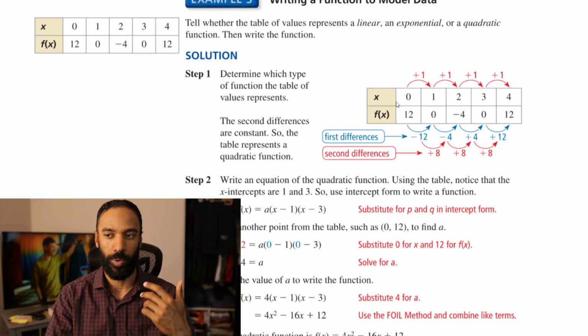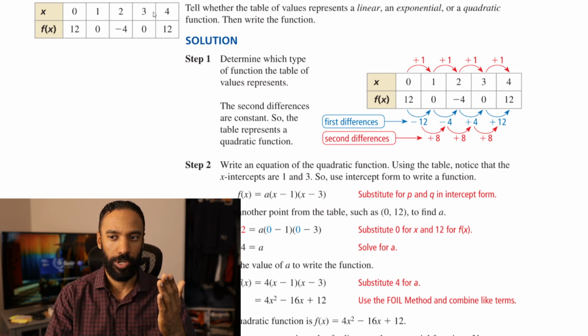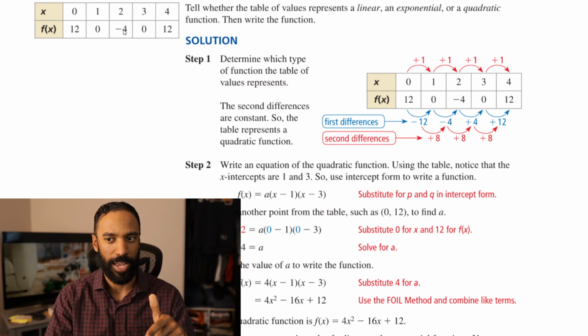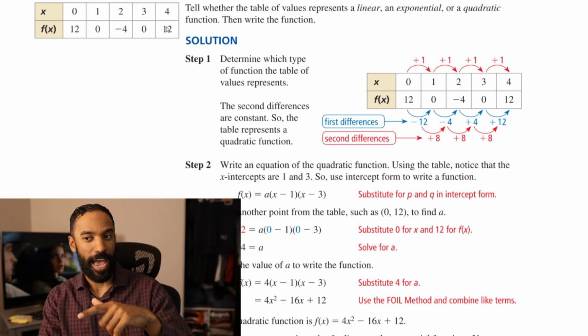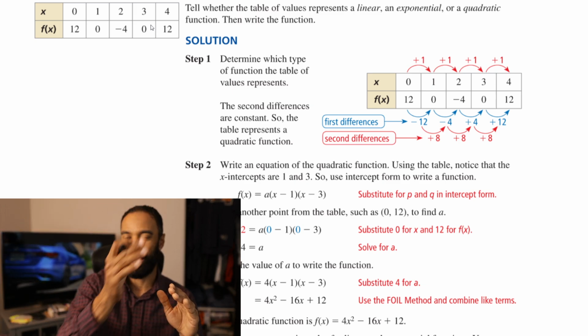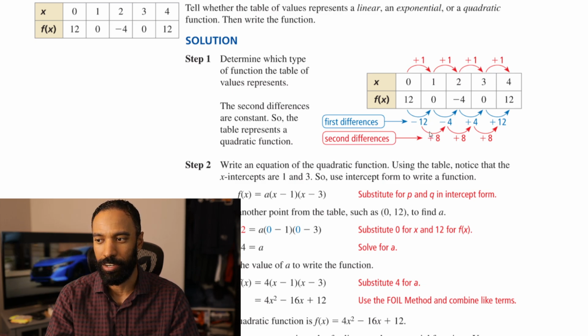So once we determine which one it is, we'll do something to make the equation off of it. This one shows the consecutive x values here, and something where we subtract 12, then subtract 4. Then we add 4, then we add 12. That's a clear-cut case of something that's probably quadratic, the fact that it bounces back up. And they show you right here that the second differences are constant.